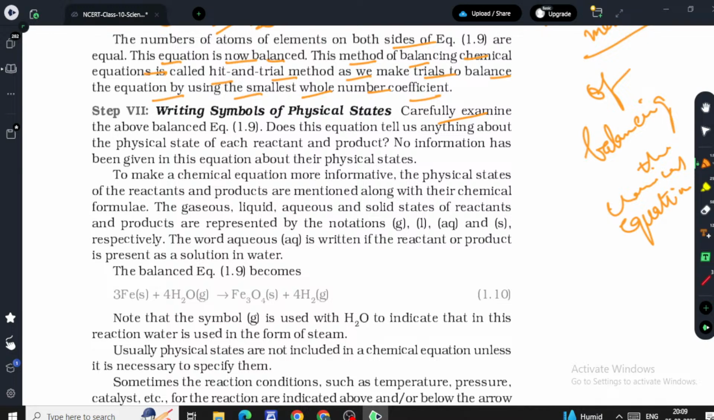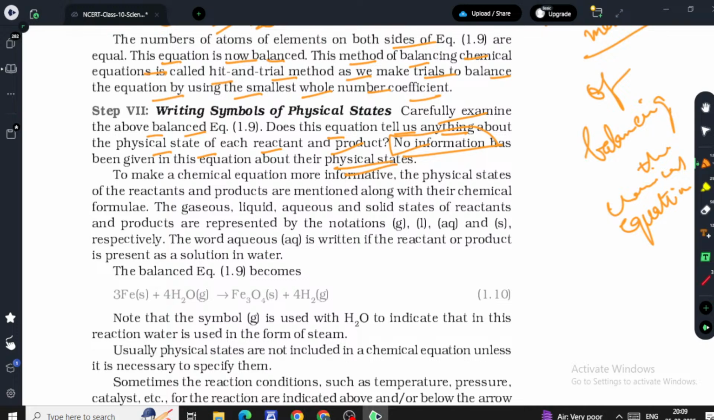Carefully examine the above balanced equation. Does the equation tell us anything about the physical state of each reactant and product? No information. This is important. No information has been given in the equation about their physical states.